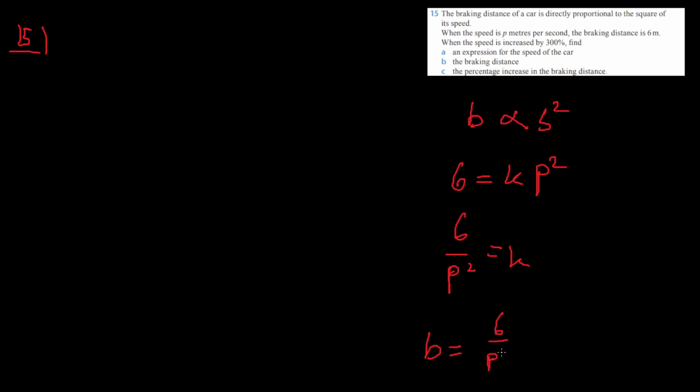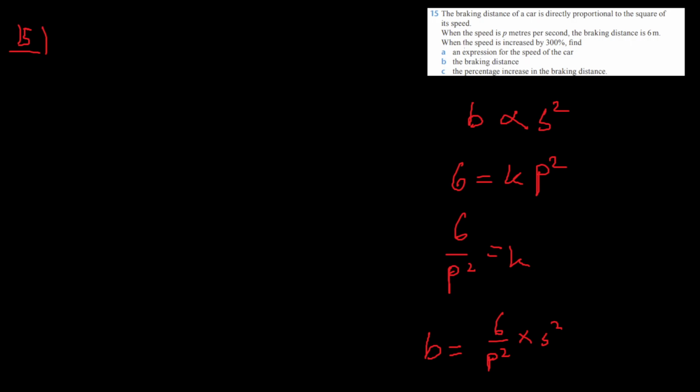So the braking distance of a car is directly proportionate to the square of its speed. So it's going to be braking distance is directly proportionate to the square of speed. So basically when the speed is p meters and the braking is 6, we have to find the expression. So basically it's going to be 6 equals k p squared. So it's going to be 6 by p squared equals k. And then the formula is going to be braking distance equals 6 by p squared times speed squared. This is going to be our expression.